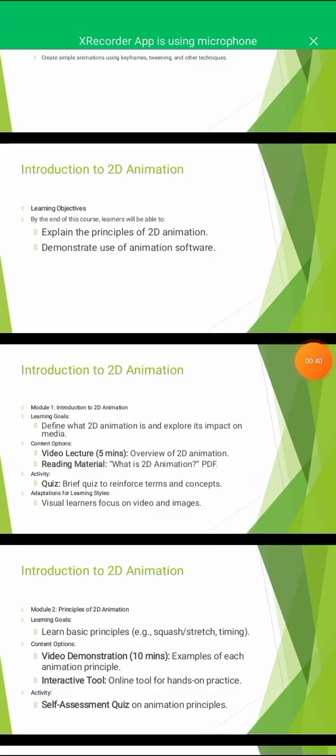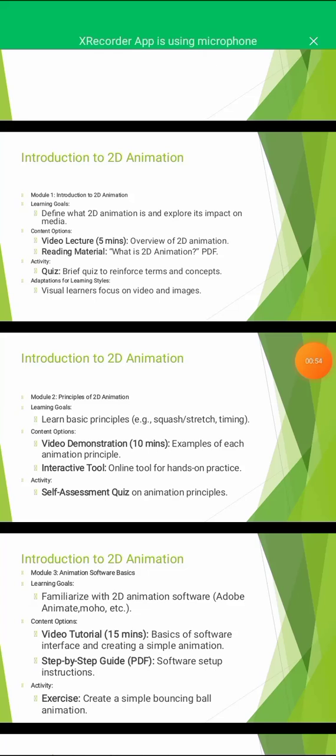Learning objectives. By the end of this course, learners will be able to: number 1, explain the principles of 2D animation. Number 2, demonstrate use of animation software. This course will have 5 modules.